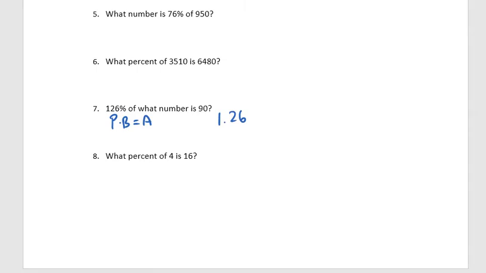Let's see if I know the base. Remember, I'm always taking a percent of the base. I'm taking 126% of, I don't know. So that thing that I don't know is my base. So times B, and then is going to be 90. So now I want to solve this guy. So I'm going to divide both sides by 1.26.